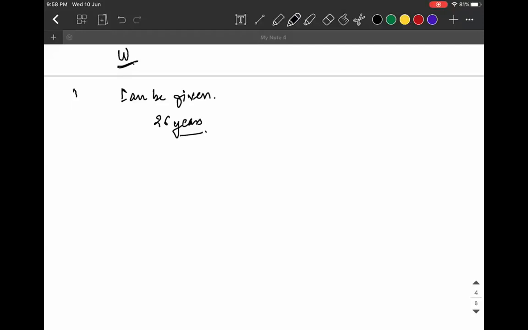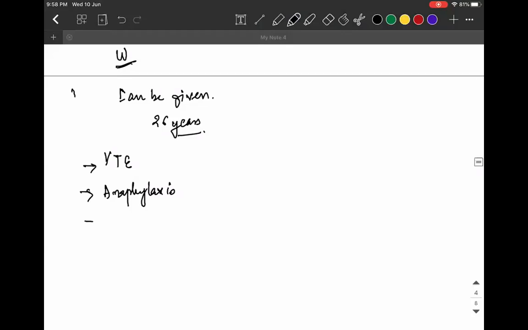What are the side effects? The known side effects are vaccine-related thromboembolism, which has been shown as one of the known side effects, and other risks include anaphylaxis. Other possibilities are pain at the site of the injection, fever, and headache.